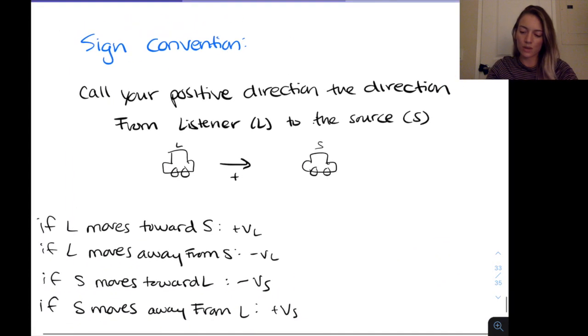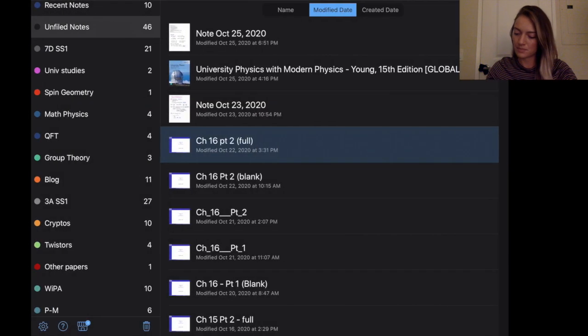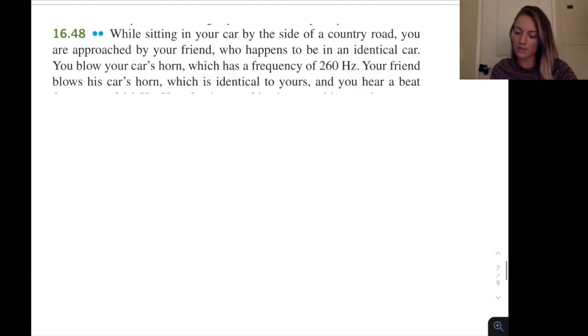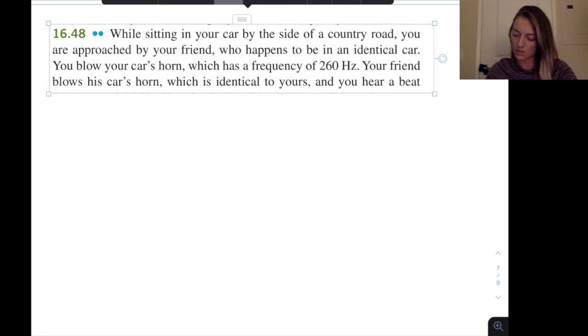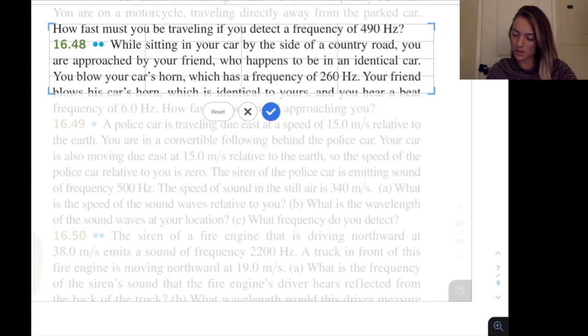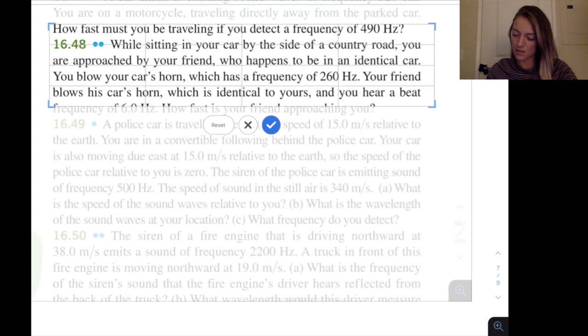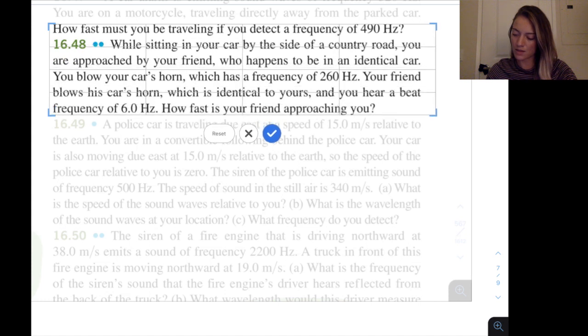Okay, so now let's do that Doppler shift problem. While sitting in your car by the side of a road, you are approached by your friend who happens to be in the same car. You blow your car's horn, which has a frequency of 260 hertz. Your friend blows his car's horn, which is identical to yours, and you hear a beat frequency of 6 hertz. How fast is your friend approaching you?